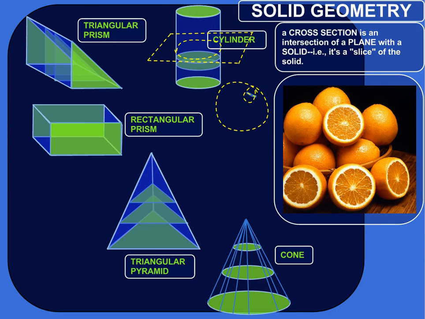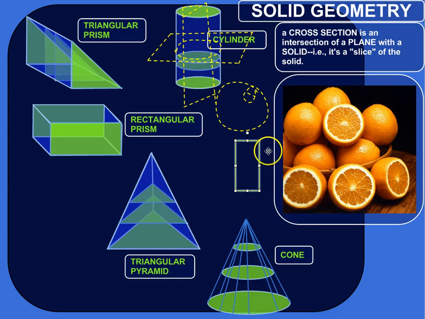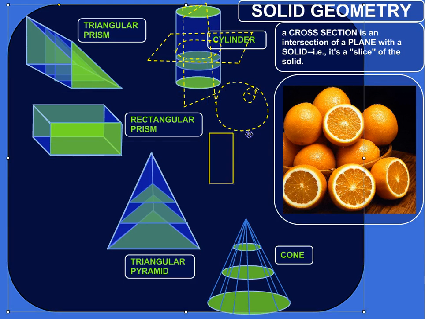Or I could slice it another way. What if I were to slice it like that? If I were to slice the cylinder in the vertical direction, what would I get? I'd actually get a rectangle. Yeah, I would get a rectangle kind of shape. All right, so let's look at some of these other solids.